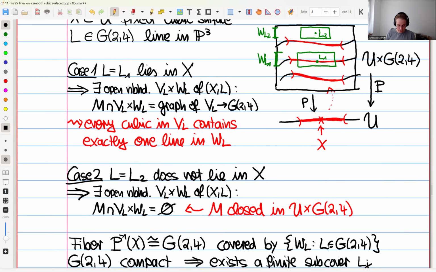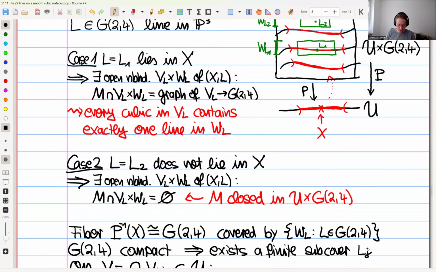And then, well, if we look at this fiber here, so we now look at this full fiber over X. So all possible lines, this is isomorphic to this Grassmannian. And then this Grassmannian here is covered, of course, by the W_L, because W_L is always the neighborhood of the L itself in the Grassmannian. And so this Grassmannian has this open cover. And now we use a cool property of the Grassmannian, namely, it is compact in the classical topology. Because we have seen the Grassmannian is a Zariski closed subset of some big projective space.